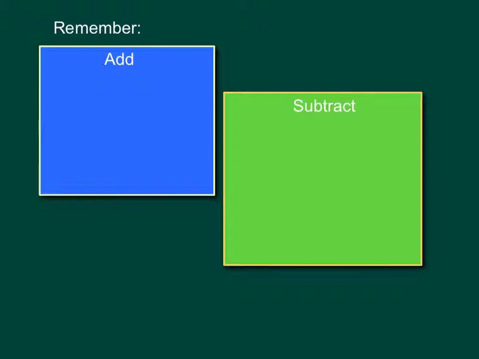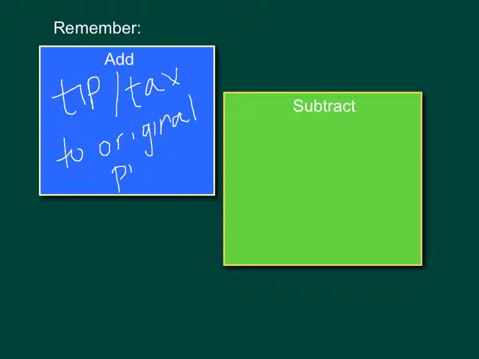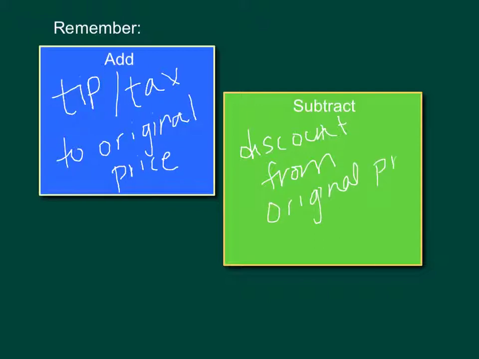Now, there are two things to remember. You will add tip or tax to the original price. So tip or tax, those are added to the original price. And you will subtract a discount from the original price to find the sale price.